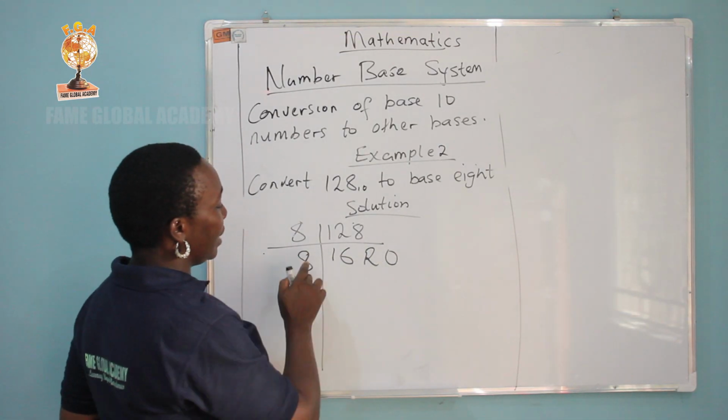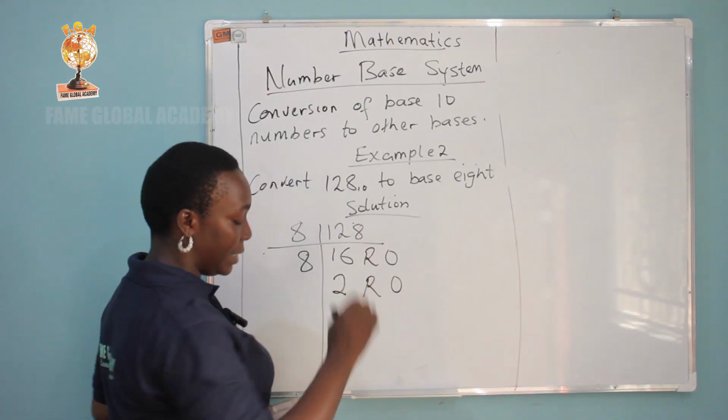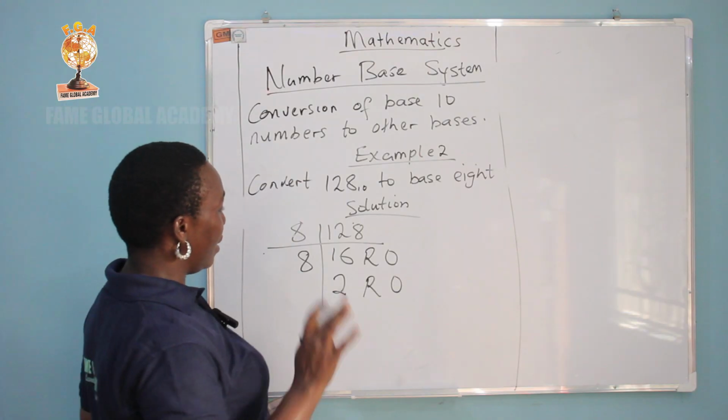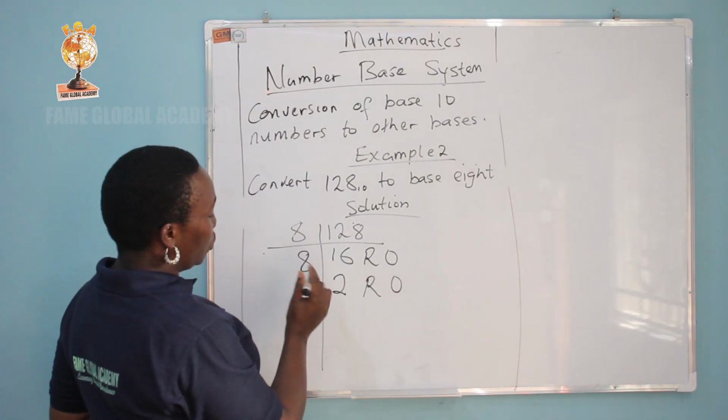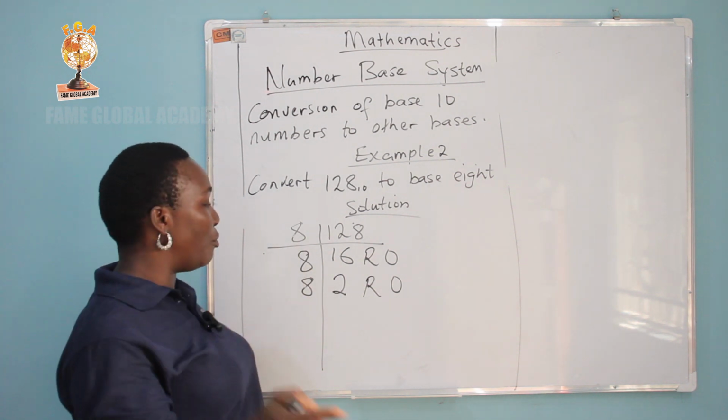You use 8 again. 8 into 16 will give you 2, remainder 0 again. Are we together? Okay. Now use 8 again to divide. 8 divided by 2. Just like I said in example 1.